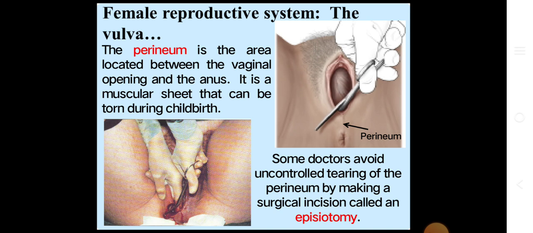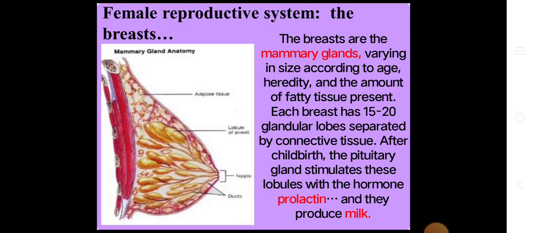The perineum is the area located between the vaginal opening and the anus. It is a muscular sheet that can be torn during childbirth. Some doctors avoid uncontrolled tearing of the perineum by making a surgical incision called an episiotomy.